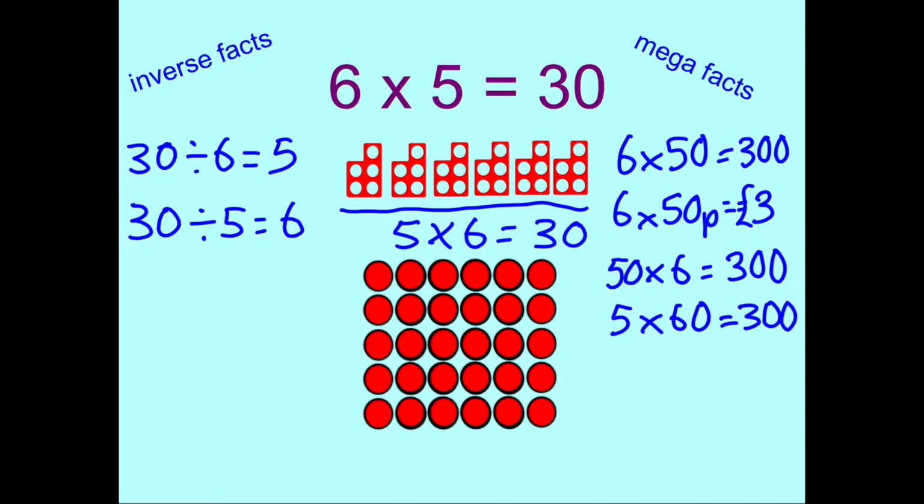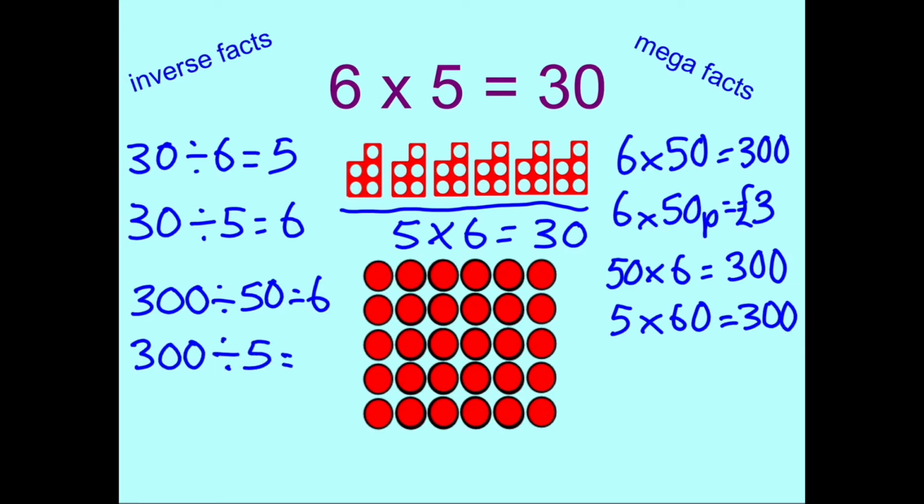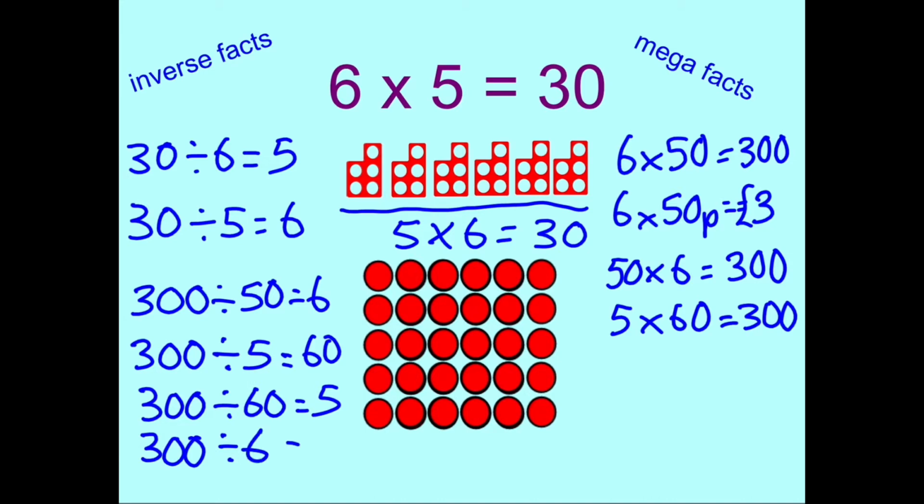And let's divide the 300. We divide the 300 into 50s, we get 6. We can divide the 300 into 5s, and then we get 60. We could divide the 300 into 60s, and we'd get 5, or we could divide the 300, last one we can do, into 6s, and that will make 50.